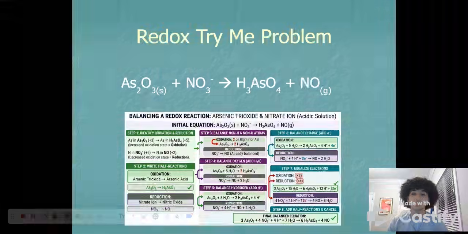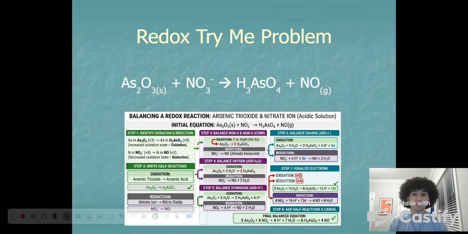Step 5, balancing the hydrogen by adding hydrogen ions. For oxidation, left has 10 hydrogens, or 5 times 2. Right has 6, or 2 times 3. So you want to add 4 hydrogen ions to the right. Arsenic trioxide plus 5 water yields 2 arsenic acid plus 4 hydrogen ion. For reduction, the right has 4 hydrogens. Add 4 hydrogen ion to the left so that nitrate ion plus 4 hydrogen ion yields nitric oxide plus 2 water.